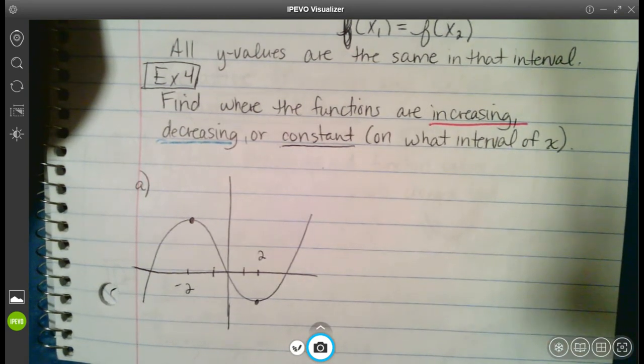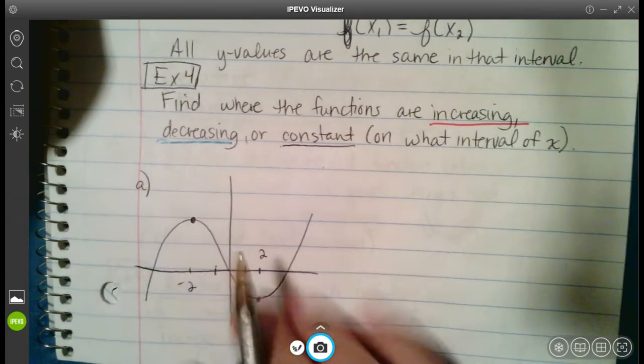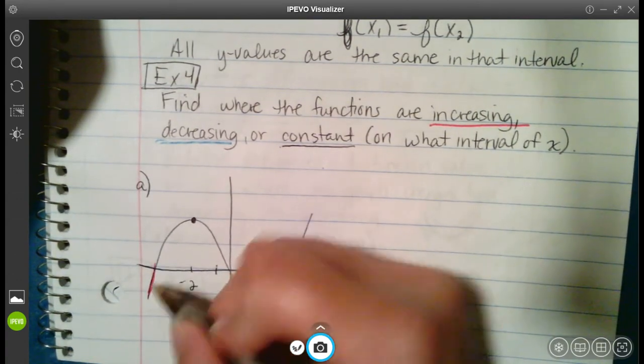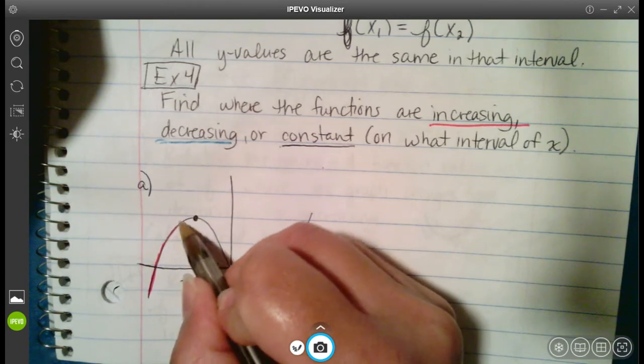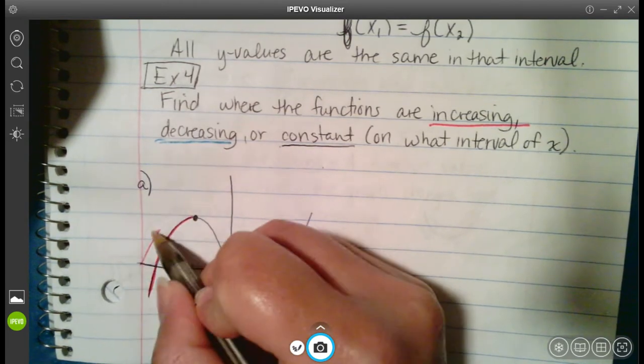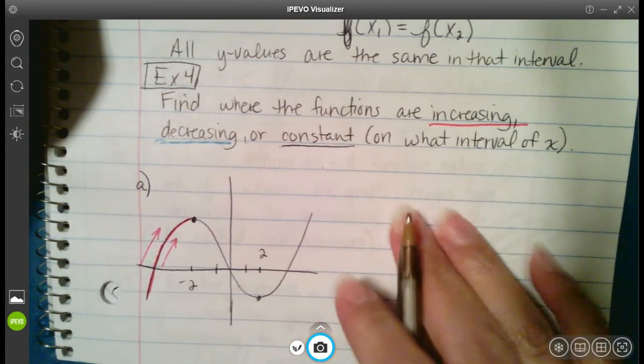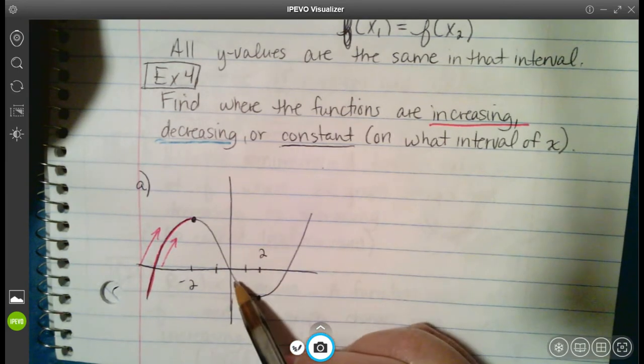So let's see. What I'm going to do is go ahead and color code what I have here first. For my increasing, I'm going to use pink. It looks like going from left to right, the graph is increasing here, so I have my arrows going up here. Here it's not increasing, it's going down.